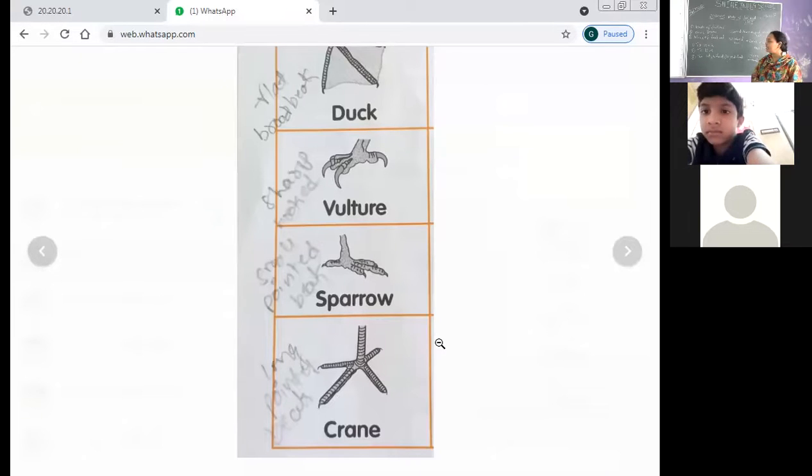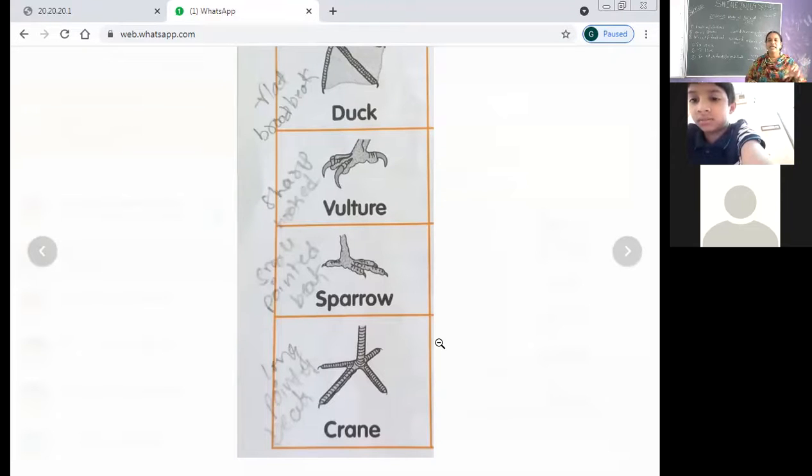Next comes the crane. When compared to all these, the crane has different feet. It has very long legs and spread-out toes. How many toes does the crane have? Four toes, and they are very spread out. Why does the crane have such feet? Where does the crane live? It lives near water bodies.